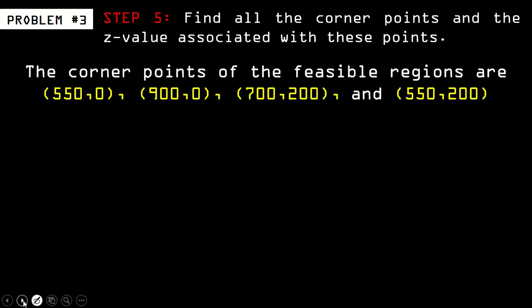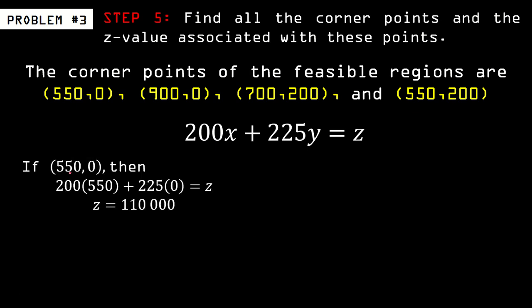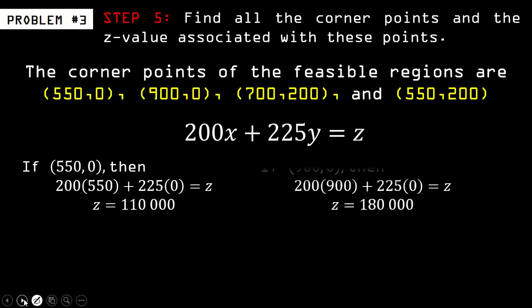For step 5, we identify the corner points and substitute them in our objective function, which is 200x plus 225y is equal to z. First, if x is 550 and y is 0, that is 200 times 550 plus 225 times 0, so that is 110,000. The profit here is 110k. If x is 900 and y is 0, we have 200 times 900 plus 225 times 0, and the total profit there is 180,000.